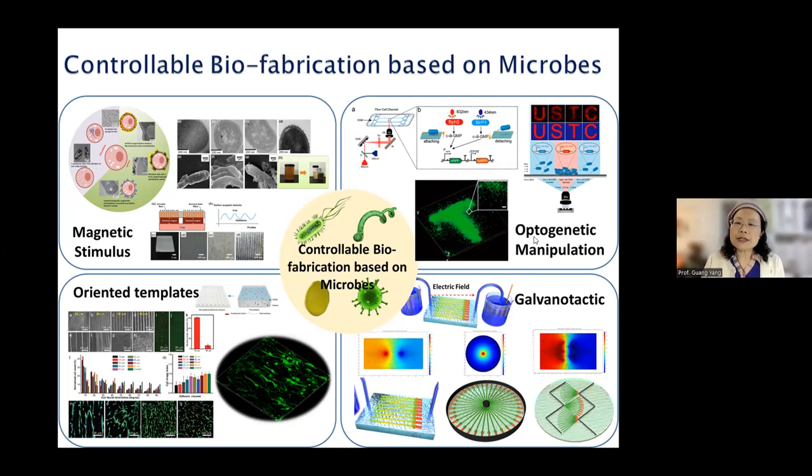So this is the optogenetic manipulation of microbes. It uses different light to print the microbes. We can also use different ordered templates to control the microbes' movement, and then we form different patterned structures. And we can also use an electronic field to control the microbes and form different particle-like structures.